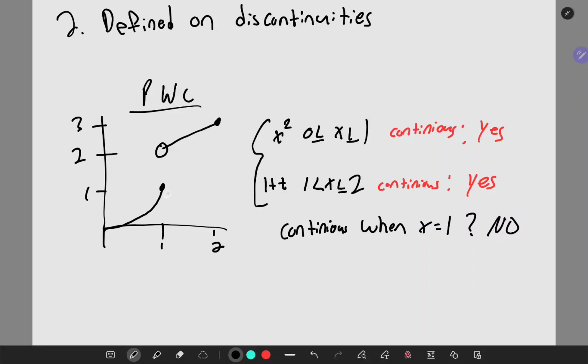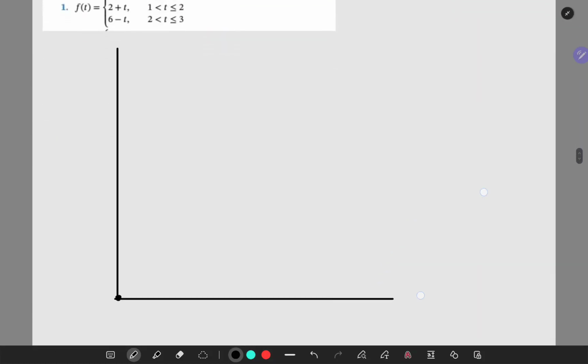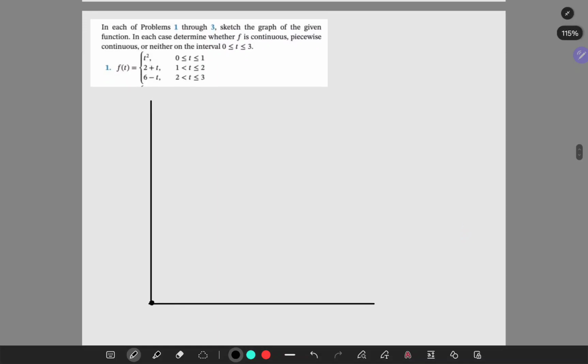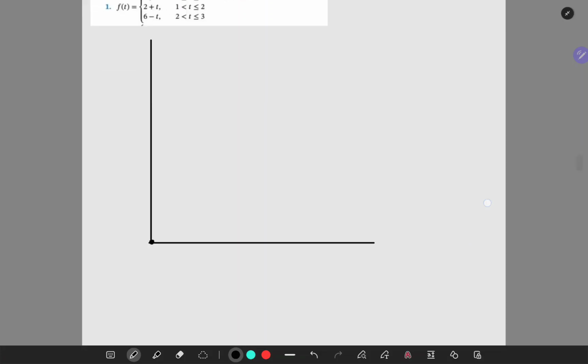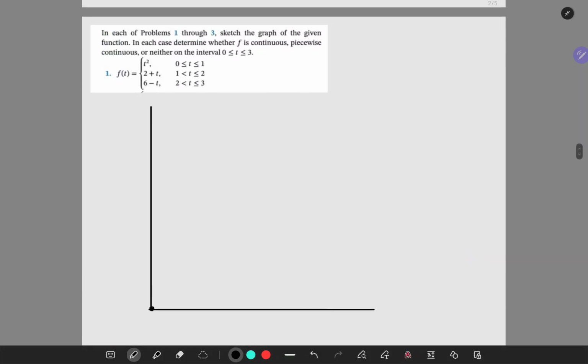If we have something like this, that's not piecewise continuous. This is piecewise continuous. So I have a few examples down here to do exactly this. This problem asks us to determine whether f is continuous, piecewise continuous, or neither on the interval 0 to 3. I'm going to do all three of these, 1 through 3.